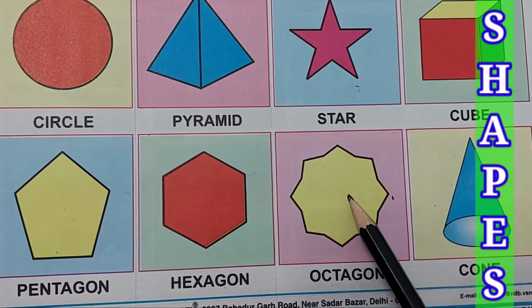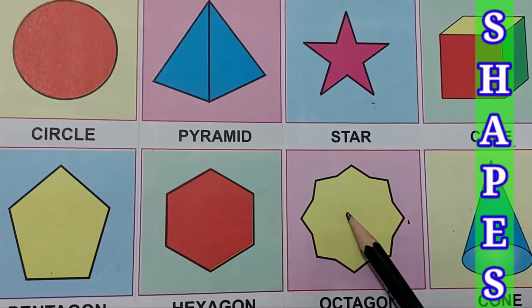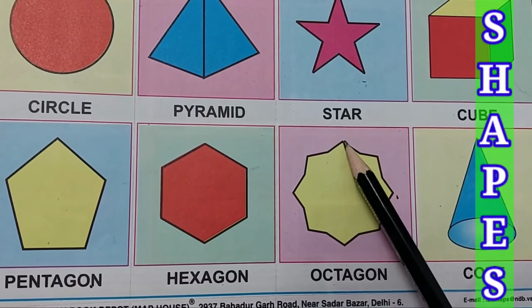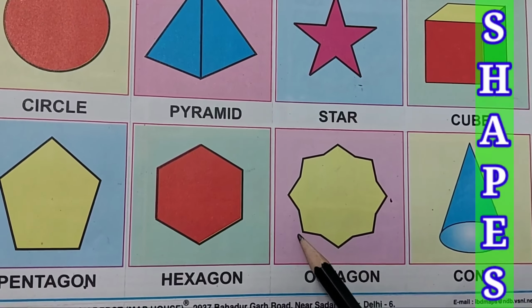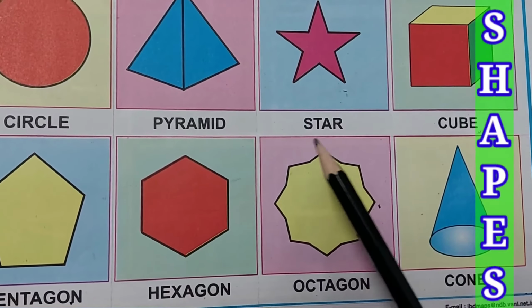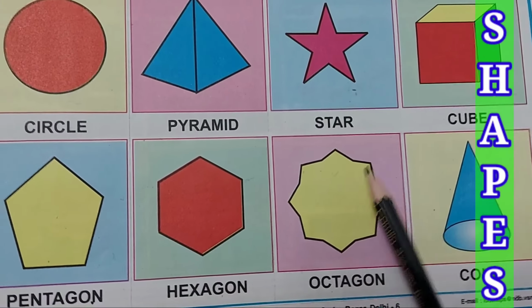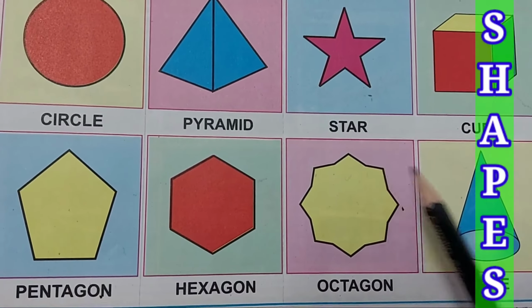Next, this is an octagon. Why are we calling it an octagon? Because there are 8 corners: 1, 2, 3, 4, 5, 6, 7, 8. This object has 8 corners. We are calling it an octagon.